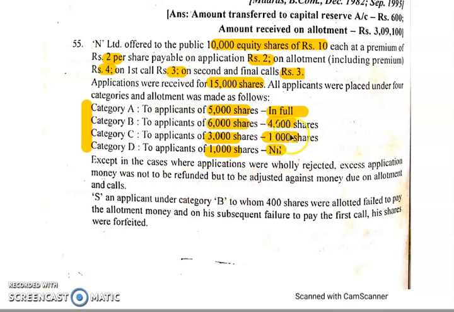So this excess money is being adjusted here in category B and category C, in allotment and calls. An applicant under category B, to whom 400 shares were allotted, failed to pay the allotment money, and on his subsequent failure to pay the first call, his shares were forfeited.